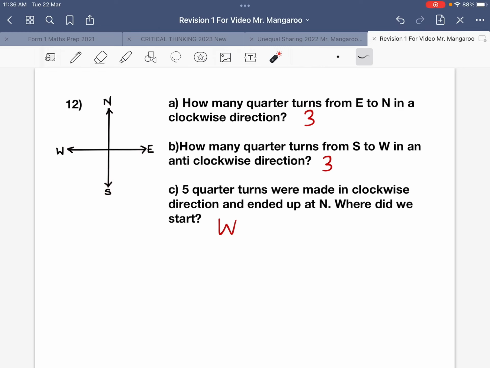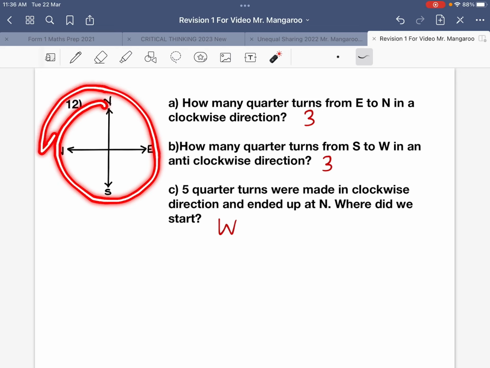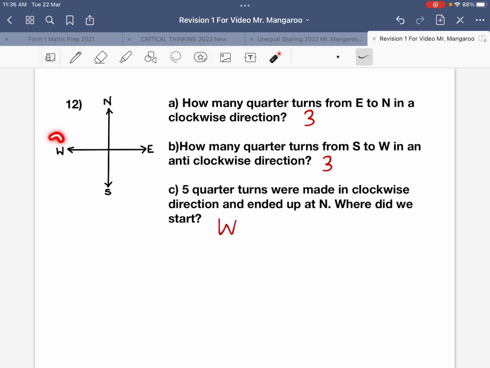C. 5 quarter turns were made in a clockwise direction and ended up at north. Where did we start? So we're going back to where we started, so we're going in the opposite direction. We're making 5 quarter turns in an anti-clockwise direction. So that's 1, 2, 3, 4, 5. So we ended up on west.